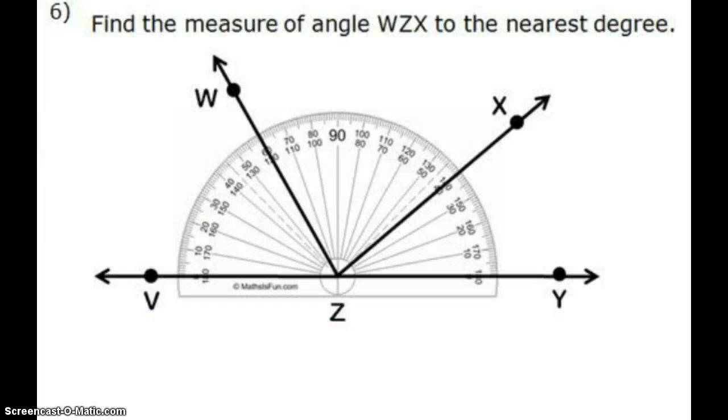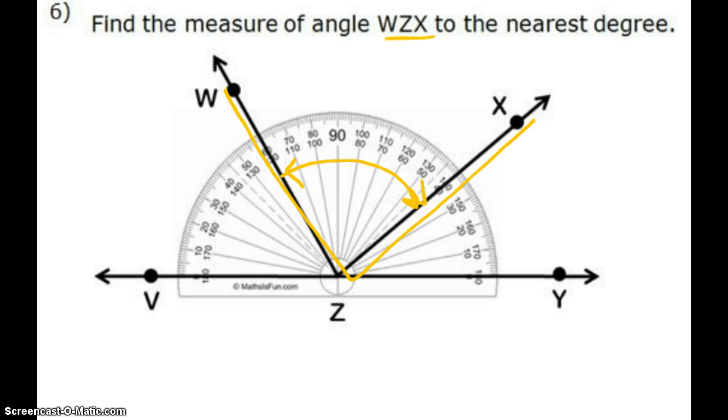So let's now look at number 6. Number 6 is simply a review from 6th grade. Find the measure of angle WZX to the nearest degree. Here's WZX on a protractor. Well, all we do, we have to count the space between the rays of the angle.